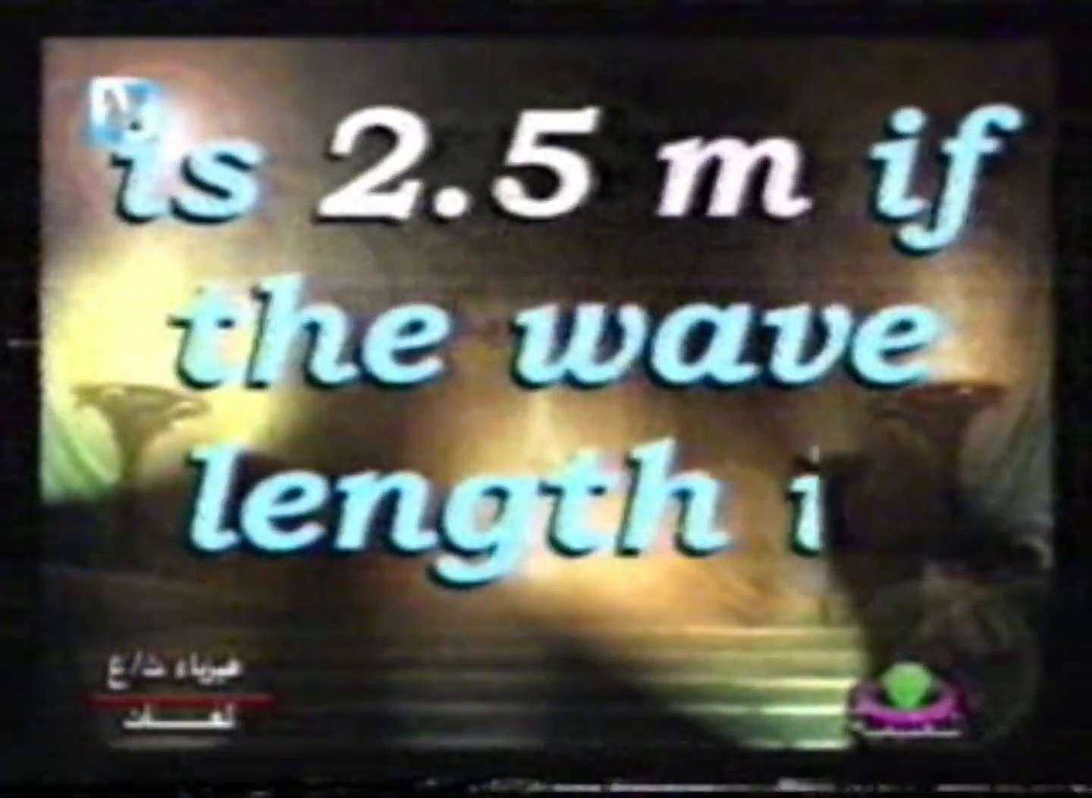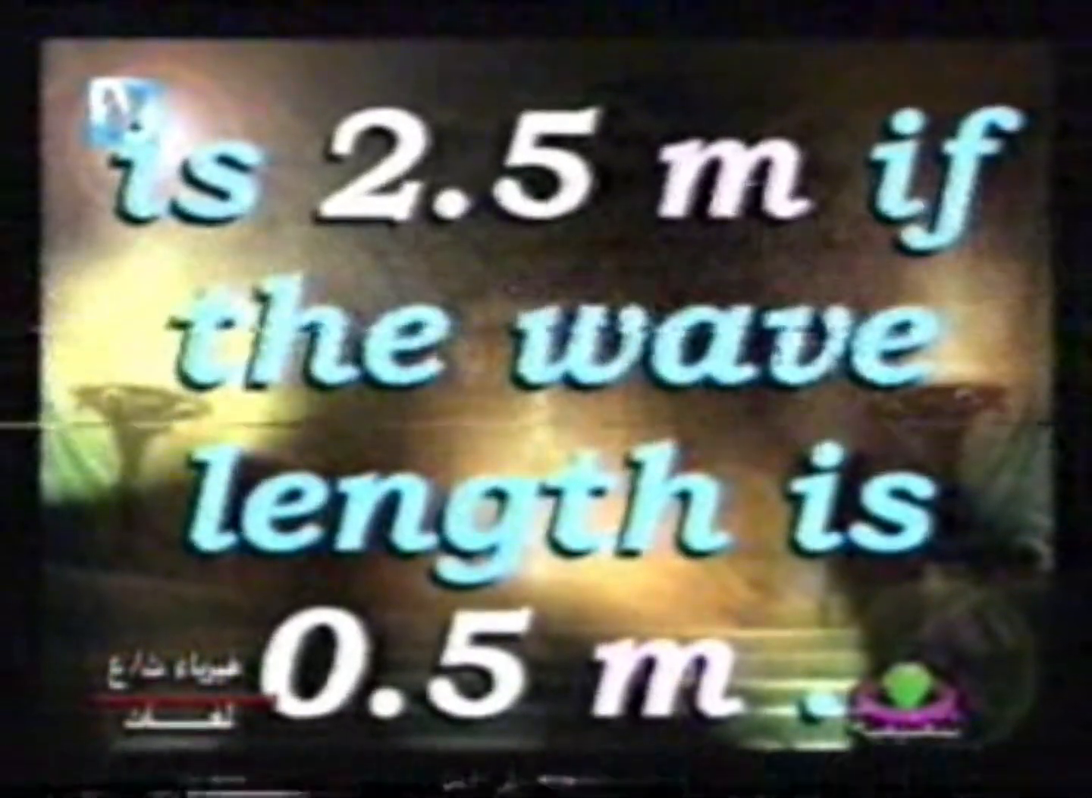In Melde's experiments, the length of the string is 2.5 meter. If the wavelength is 0.5 meter, find the type of the emitted tone and the number of nodes and antinodes formed.